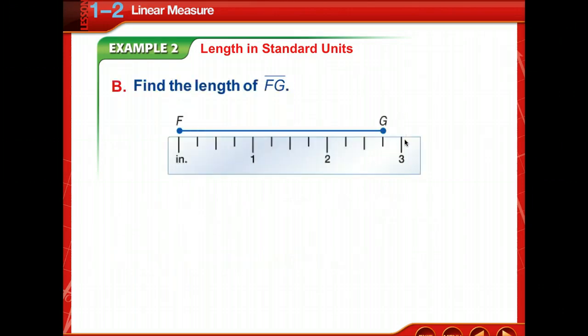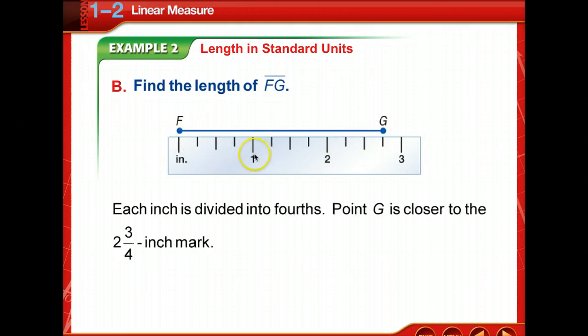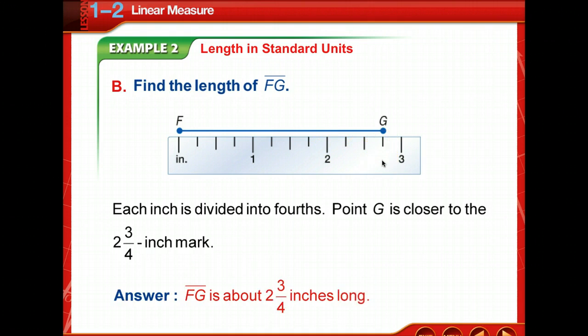Let's try this. Find the length of FG. So how many is this marked? It's divided into fourths, isn't it? 1, 2, 3, 4. Point G is about 2 and 1, 2, 3 fourths. So segment FG is about 2 3/4 inches long.